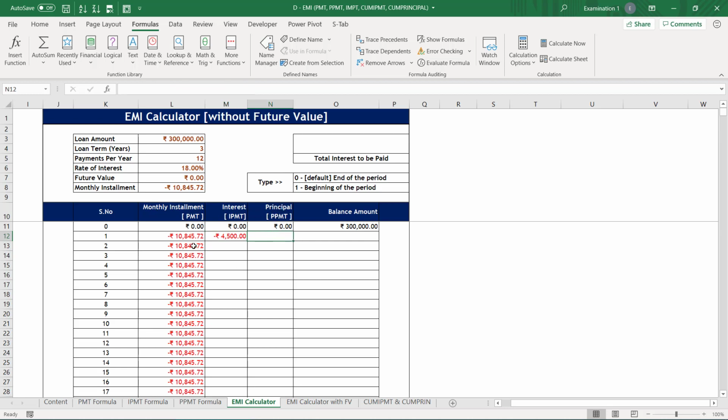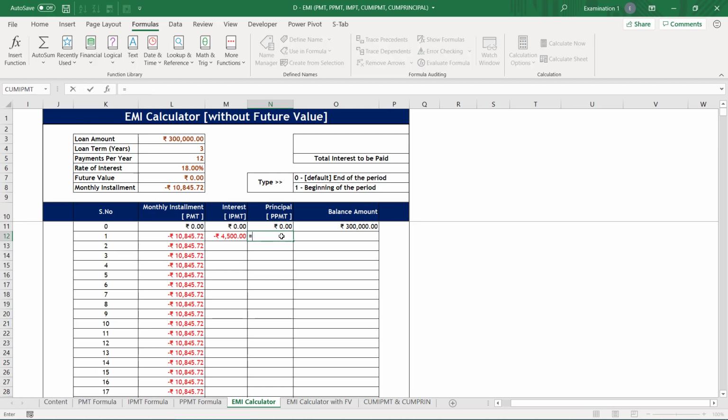To get this, I can subtract this value from this one, something like this, minus this one. So you can see 4,500 will be paid to the bank as interest, and this 6,345 rupees will be paid to the bank as principal amount.